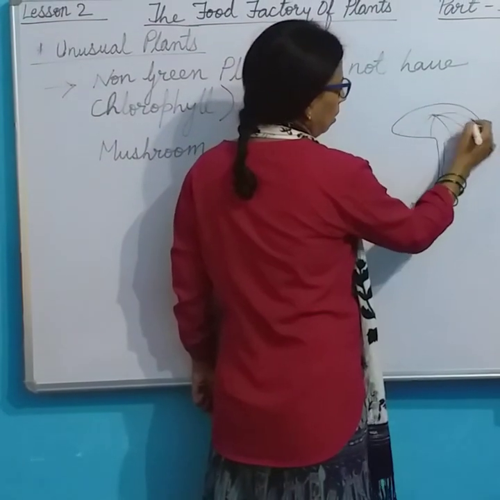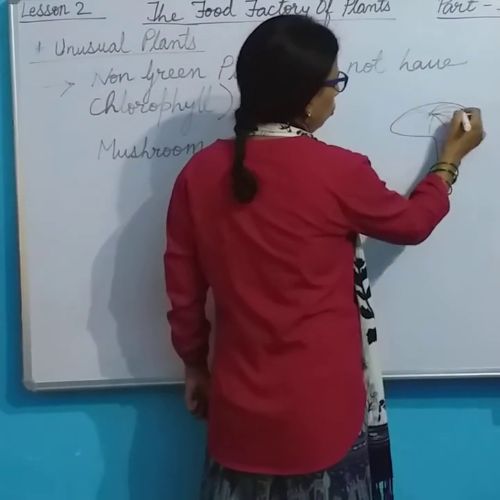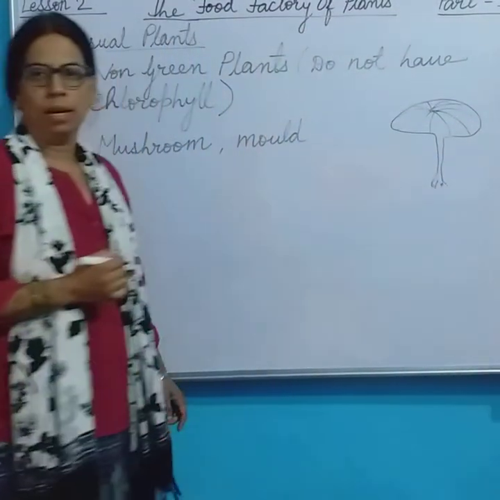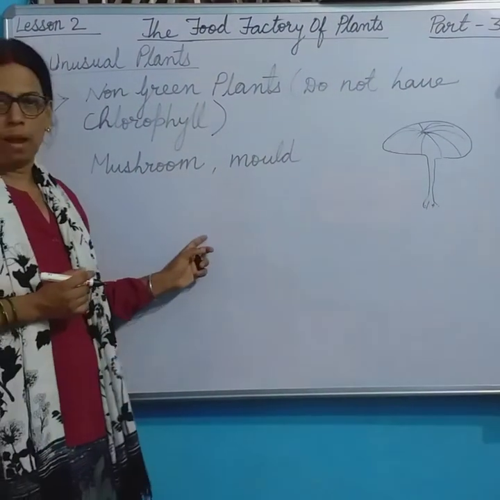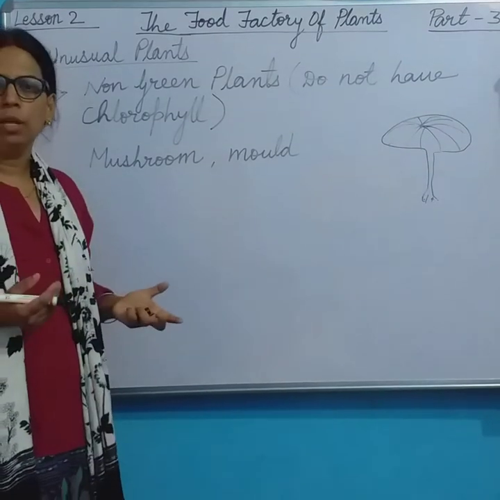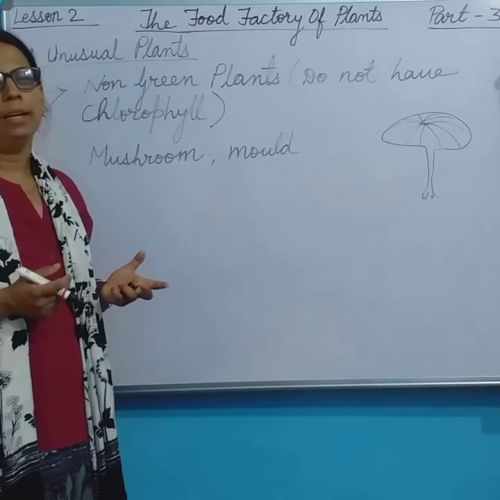Like this it is. Mushrooms. And they are white or some yellowish or brownish in color. So these are non-green plants. And how do they get their food? They get their food from the dead and decaying matters.